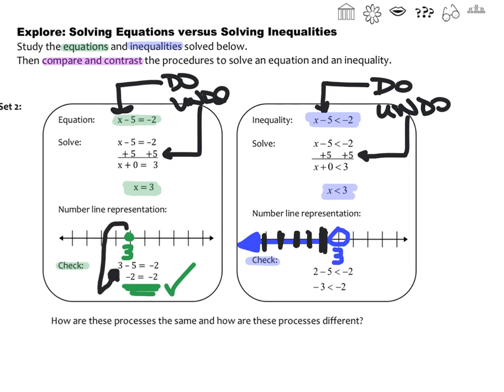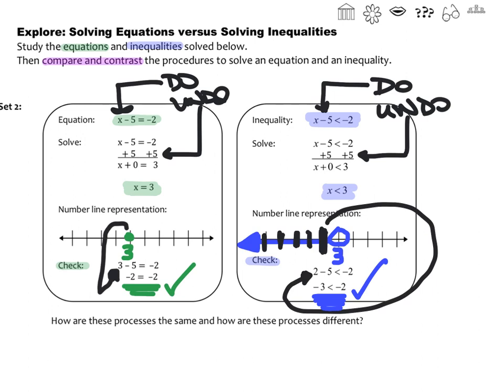It's less than 3, it's on my line. So I'm going to take 2 and put it in place of my variable. So instead of x minus 5 is less than negative 2, I use 2. 2 minus 5 is less than negative 2. 2 minus 5 is negative 3, and negative 3 is less than negative 2. I come out with a true statement, which means my work is correct.